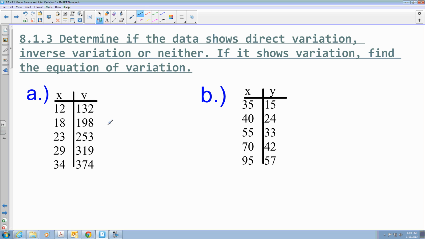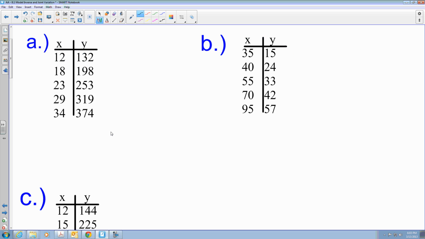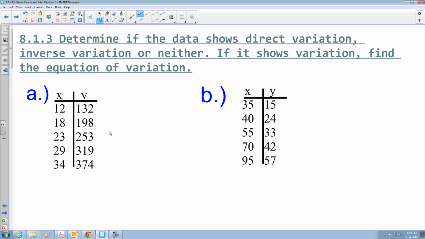Here, I've got A, B, and C, and what A, B, and C are is T-charts with x, y data on them. What they want us to do is show if the data is a direct variation, an inverse variation, or neither. If it is either direct variation or inverse variation, they want to know what equation we can write.